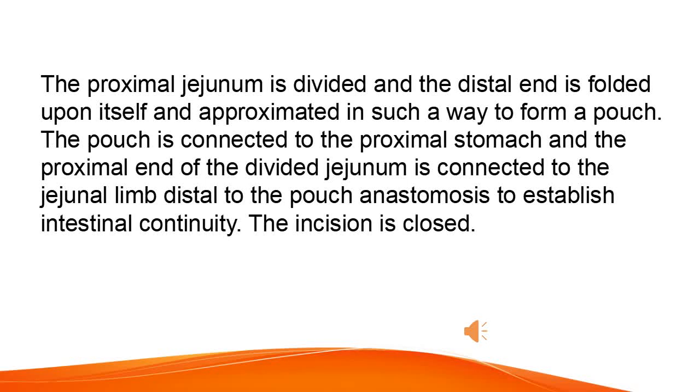The proximal jejunum is divided and the distal end is folded upon itself and approximated in such a way to form a pouch. The pouch is connected to the proximal stomach and the proximal end of the divided jejunum is connected to the jejunal limb distal to the pouch anastomosis to establish intestinal continuity. The incision is closed.